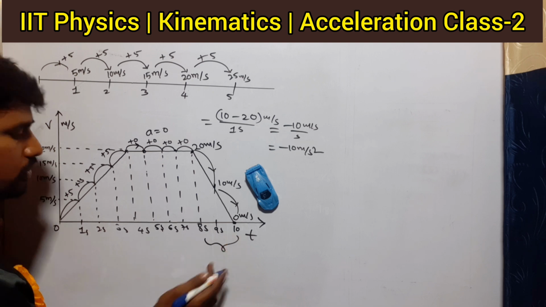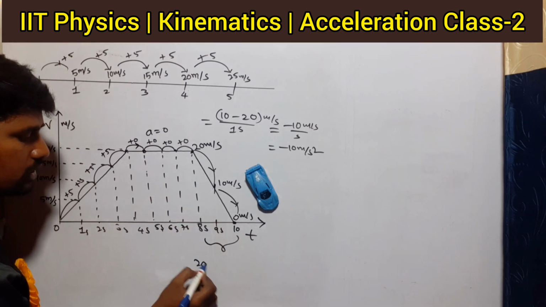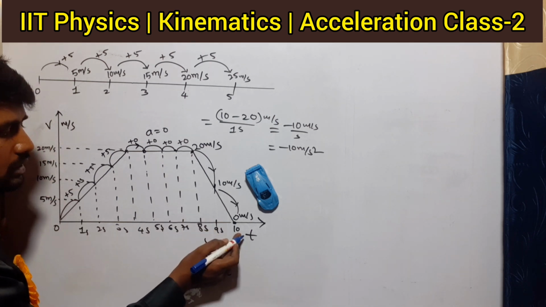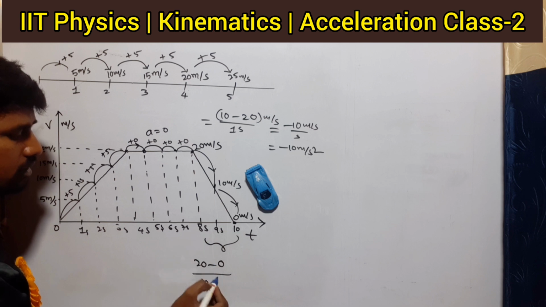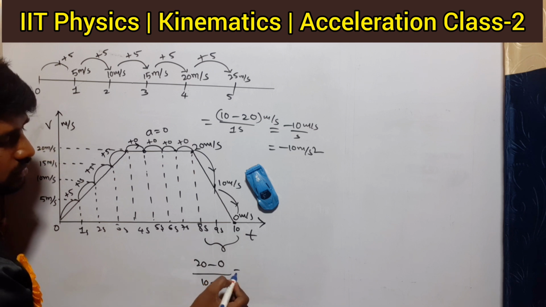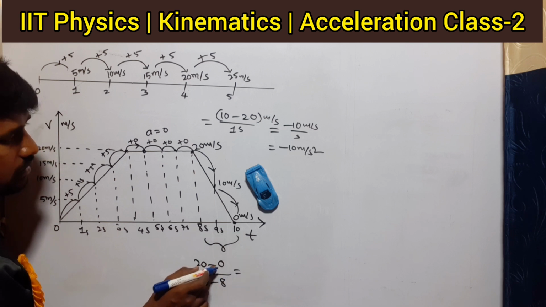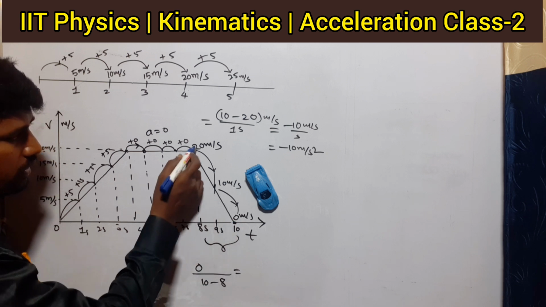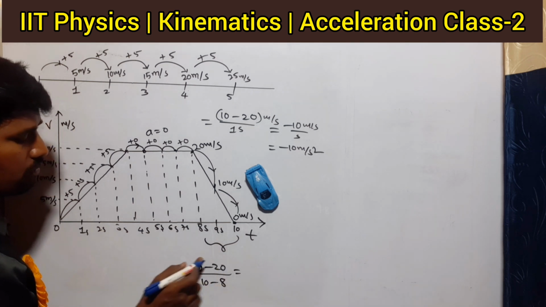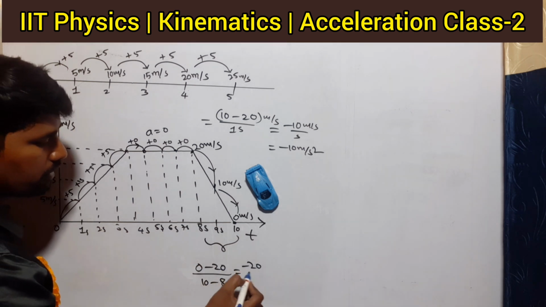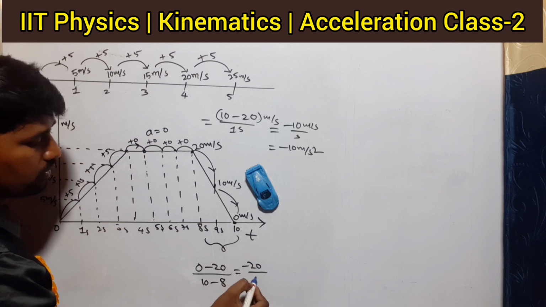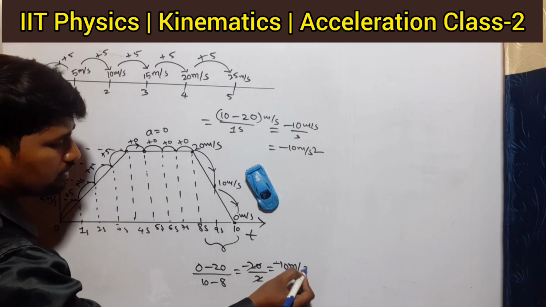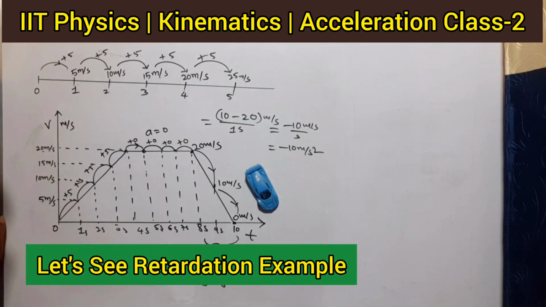Let me take the total duration of 2 seconds: initial velocity 20, final velocity 0, final time 10 seconds, initial time 8 seconds. Final velocity is 0, initially 20. So a equals v minus u by t, that is 0 minus 20 by 10 minus 8, which is 2 seconds. On cancelling, you will get minus 10 meters per second squared as the acceleration.